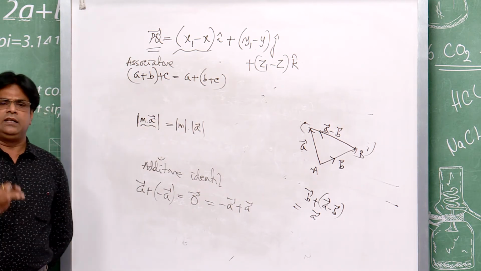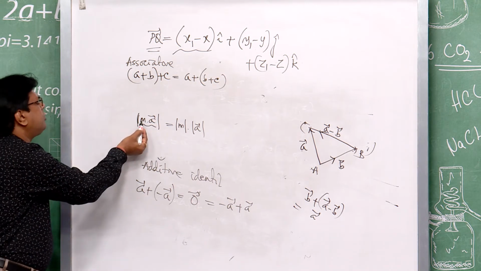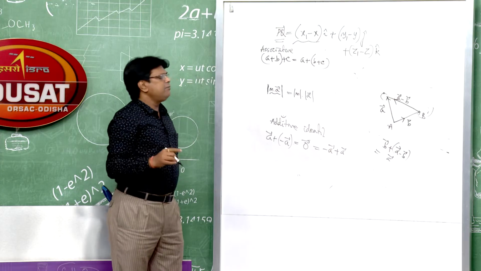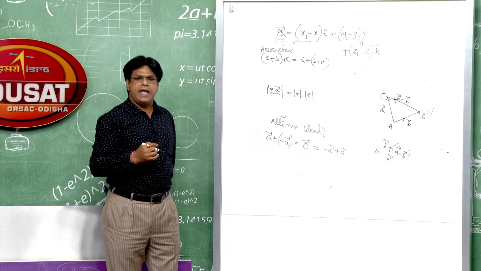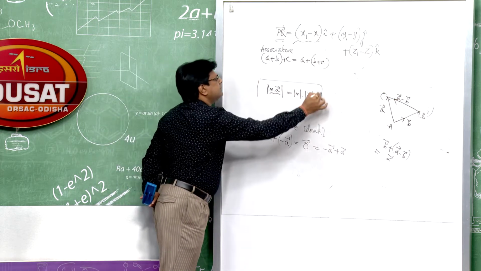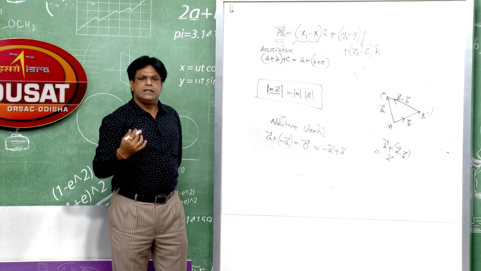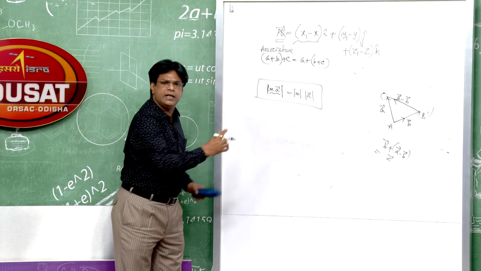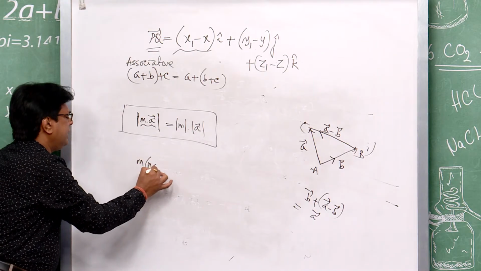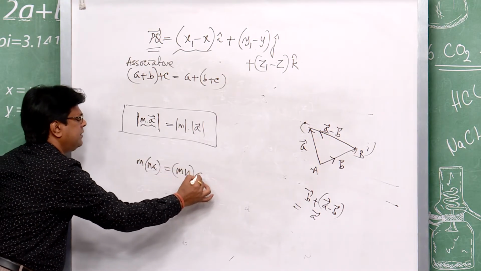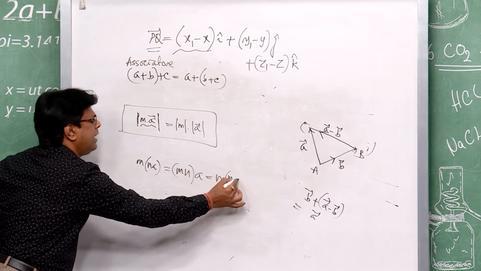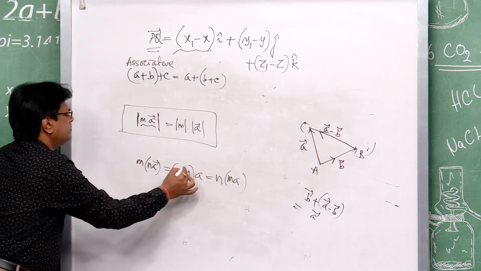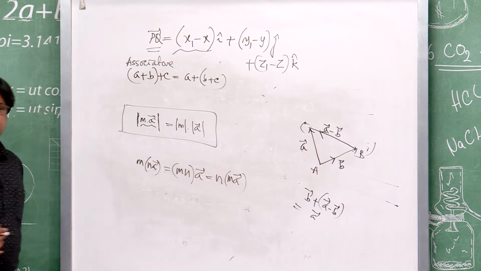If m is a scalar and a is a vector, it will multiply to this vector, and the magnitude of this becomes the scalar's magnitude into the vector's magnitude. So, this becomes the scalar multiple of a vector. It also has some properties: m into n a is equal to m n into a is equal to n into m a, where m and n are scalars.